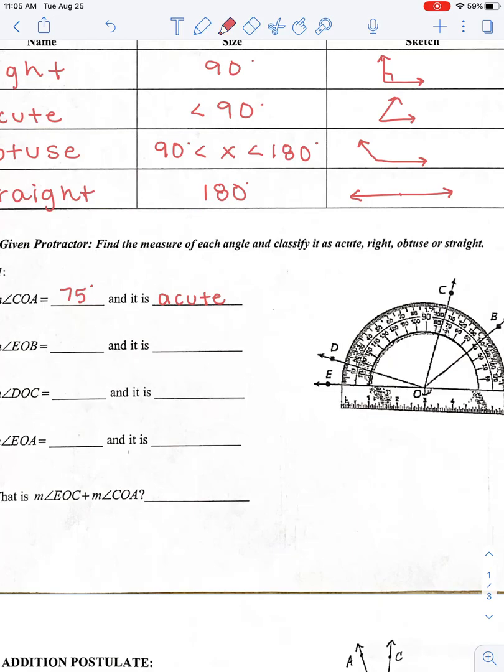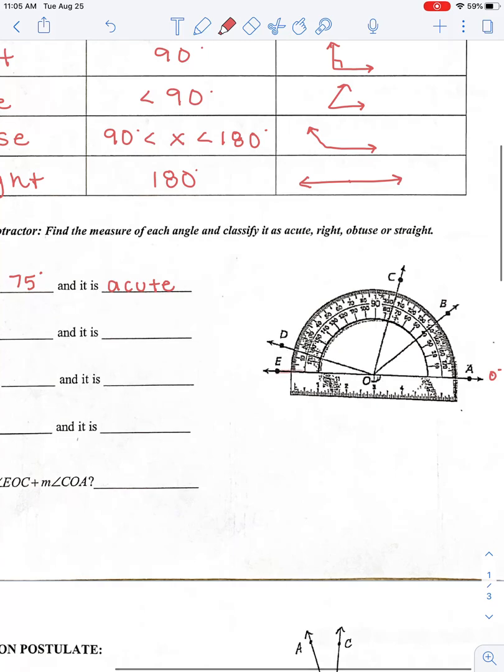All right, let's try another one. EOB. So starting at E, O to B. Based on the looks of this one, what type of angle should EOB be classified as? Obtuse. It's definitely greater than 90 there.